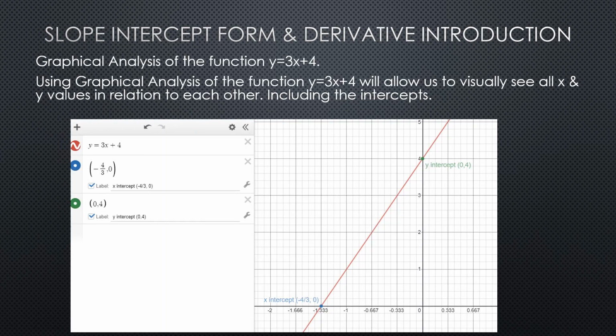Here graphically we're using Desmos to show the graph of the function y equals 3x plus 4, and I've also plotted the x-intercept and the y-intercept.